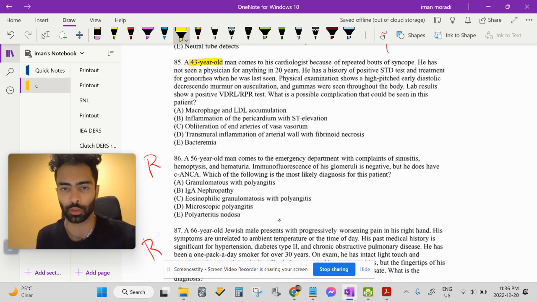So we've got a 43-year-old man who comes to the cardiologist. He gets syncope for some reason.